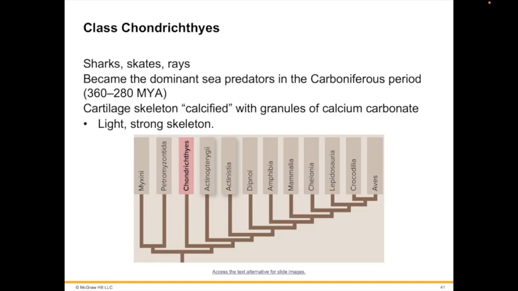So now let's begin with classes. Class Chondrichthyes. Sharks, skates, and rays became the dominant sea predators in the Carboniferous period. They have a cartilaginous skeleton, calcified with granules of calcium carbonate. It was a light, strong skeleton.